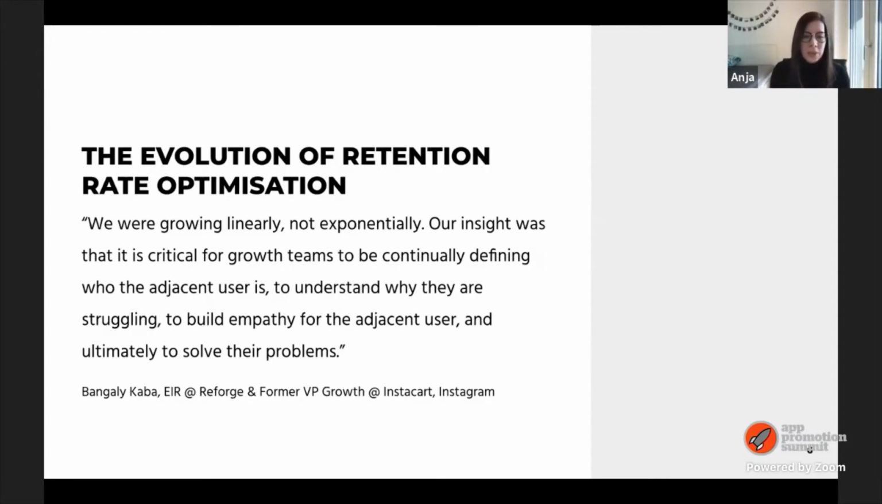Their insight was that it is critical for growth teams to be continually defining who the adjacent user is, to understand why they're struggling, to build empathy for the adjacent user, and ultimately to solve their problems. Who he's referring to with the adjacent user is the users who are not successful within your product. I'm going to get back to this a bit later on when we have a deeper look into what the adjacent user theory is and how we then also applied it to the Adidas training app.